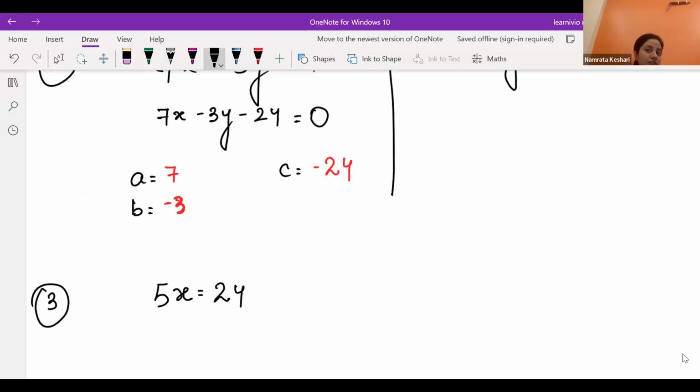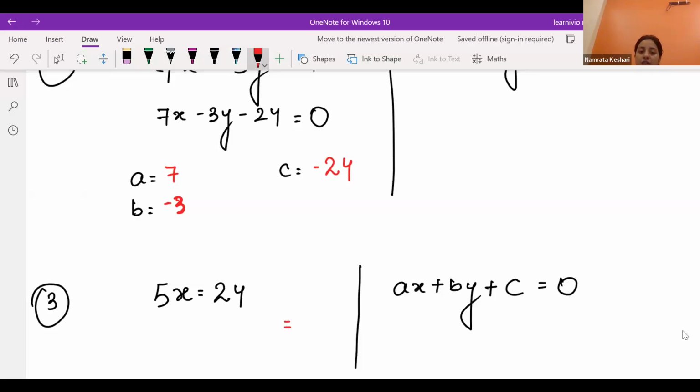An equation is given in front of you and the instruction is same. Write it in a standard form. If you are thinking that we cannot see any y term over there, it's completely okay. We need to write it in a standard form just like this. At first, our purpose is to make 0 over here. So I will write 5x minus 24. Getting it?